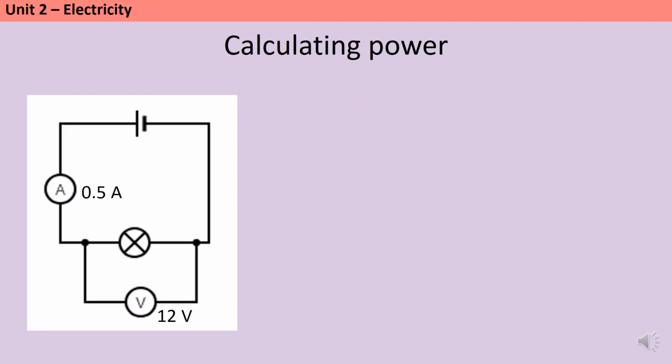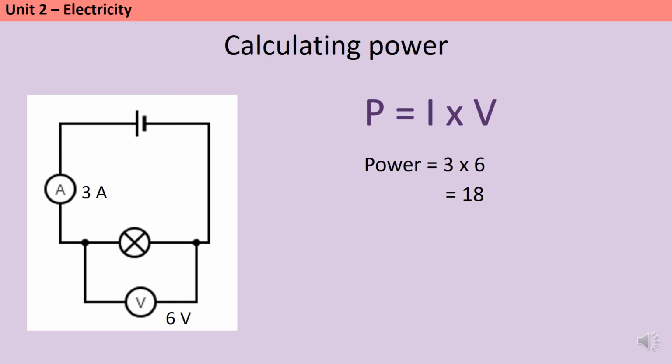We can use this first equation by looking at a circuit in which we're given the potential difference and the current. So for instance here, I have a current of 0.5 amps flowing in a circuit where the potential difference is 12 volts. So power is current times potential difference, therefore power is 0.5 times 12, which gives me an answer of 6, and the units of course are watts. Here's another example of the same type. P equals I times V, so 3 times 6, which is 18 watts.